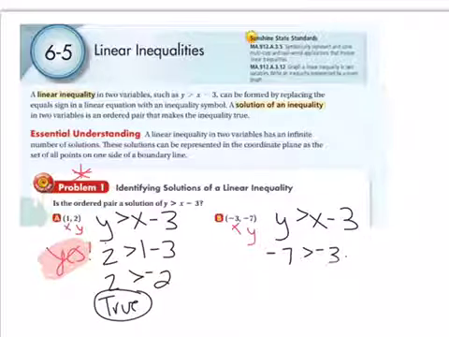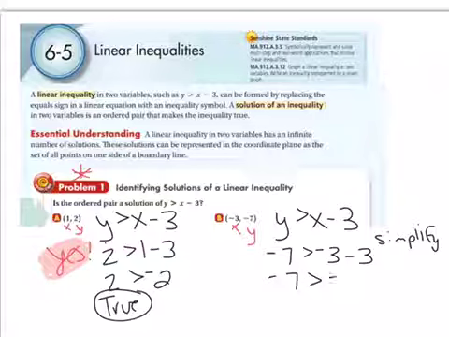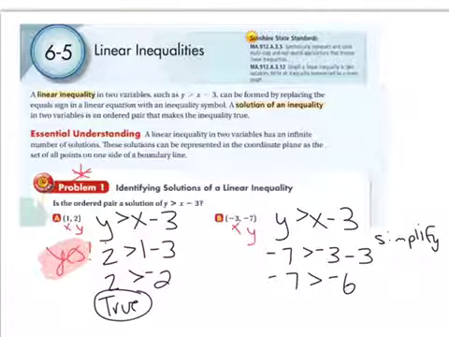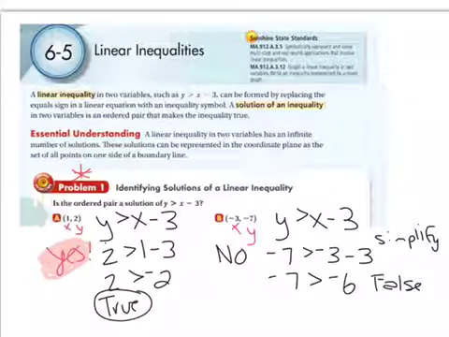So this time for part B, where I see y, I will plug in a negative 7. Where I see x, I will plug in a negative 3. And then all I need to do is simplify. And so we get negative 7 is greater than negative 6. And that is false. Negative 7 is not bigger than negative 6. So this is not a solution to that linear inequality. Hope that makes sense, guys.